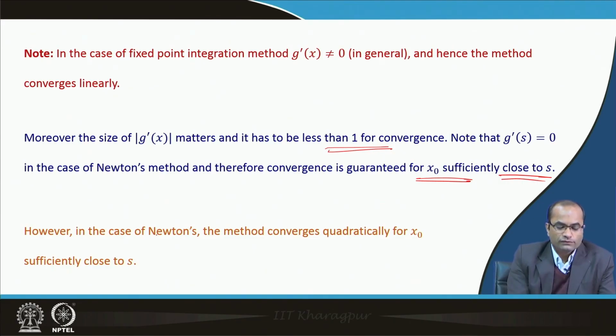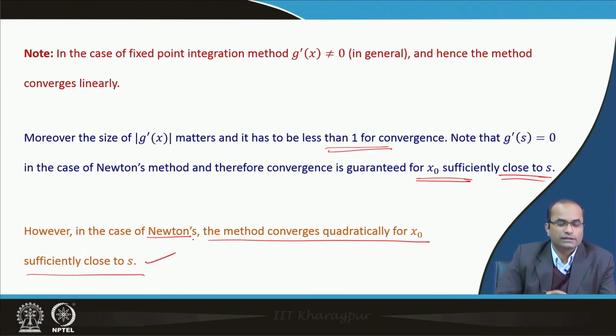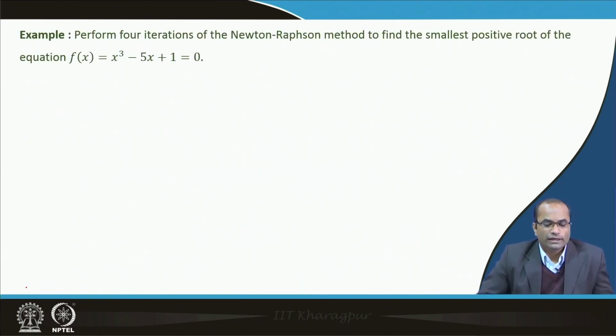Moreover, in the case of Newton's method, the method converges quadratically. This is what we have seen for x naught sufficiently close to s. So this is the advantage of Newton's method, that it converges quadratically to the actual root of the equation f x equal to 0. So, we can go through some numerical examples.